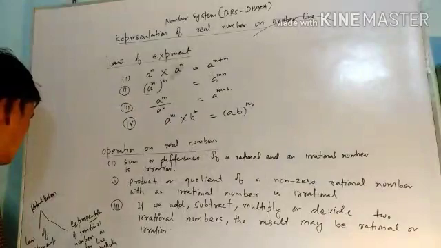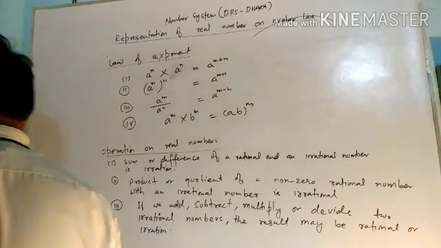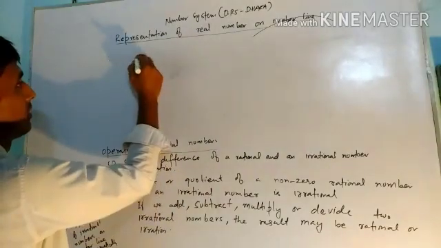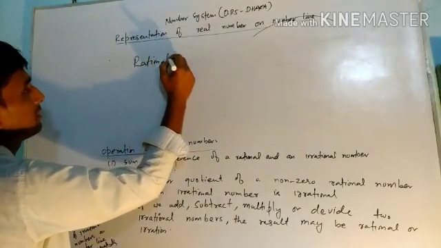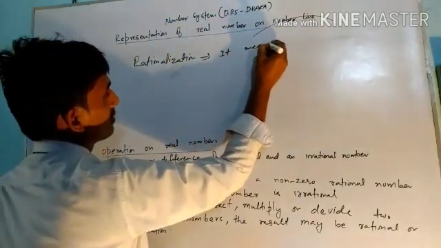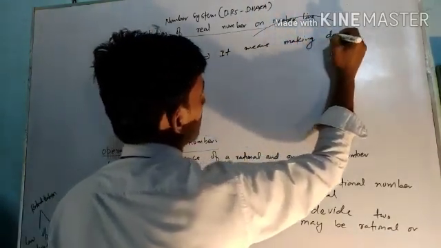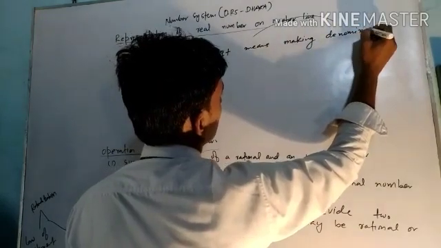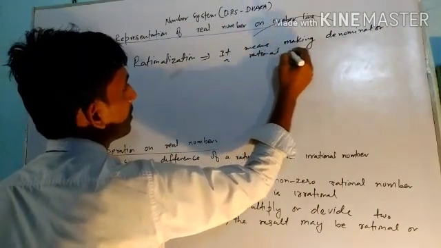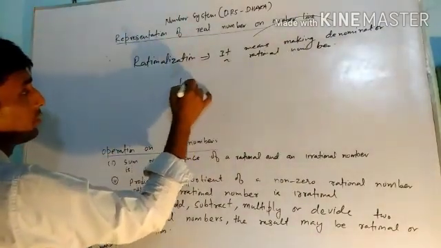The other topic is rationalization. Rationalization means making the denominator a rational number. Suppose you have written 1 by root 2.